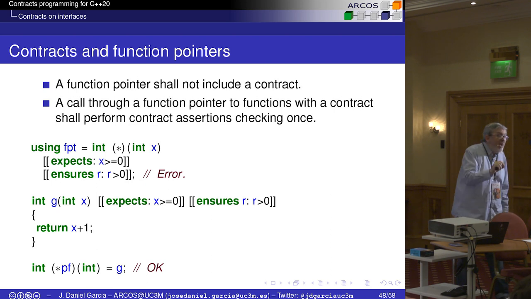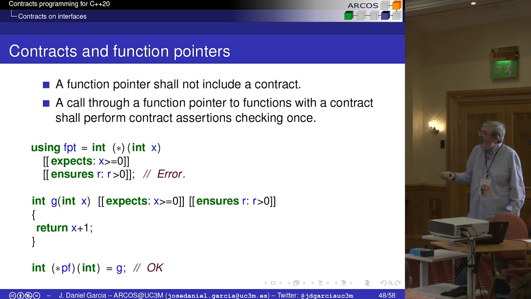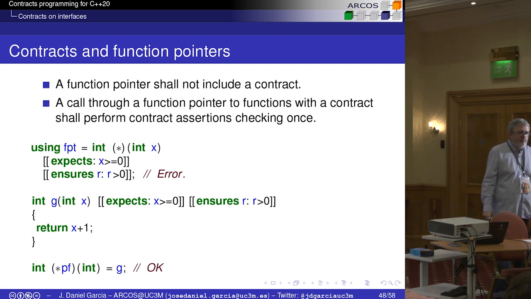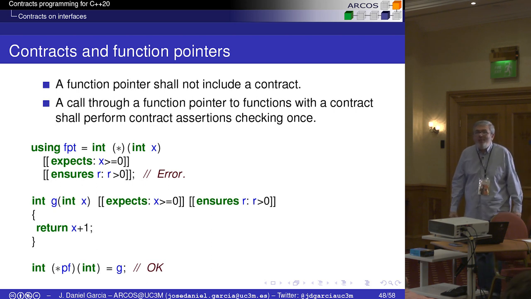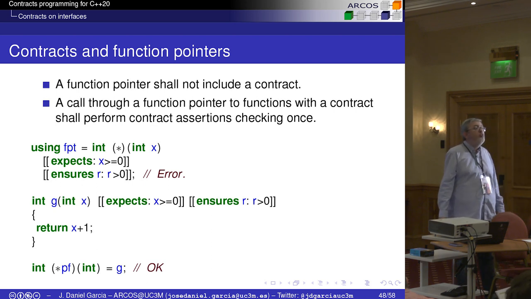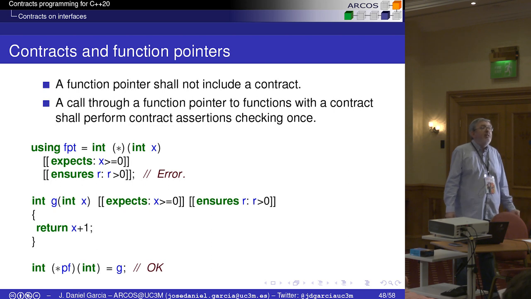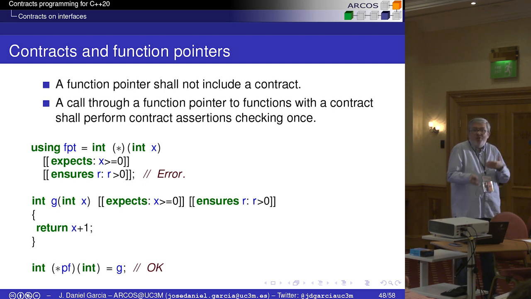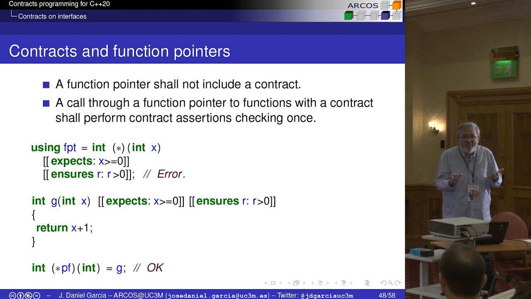Now, a function with a contract can be assigned to a function pointer without any problem. Okay? And the implementation is responsible in those cases to make sure that calls through the function pointer evaluate the contract only once. You don't want to repeat the evaluation at both sides. Only once per call, Peter. Once per call, okay.